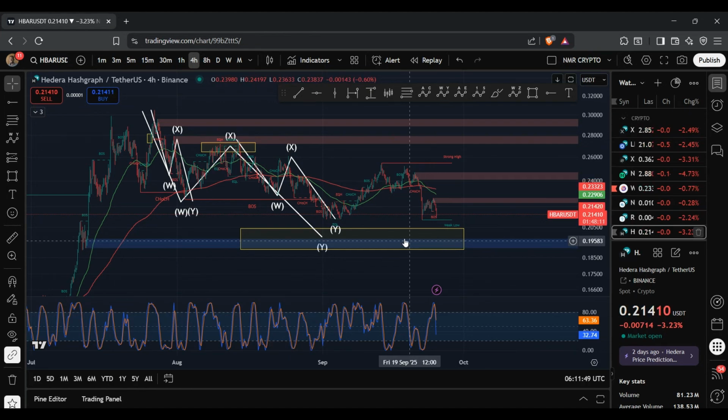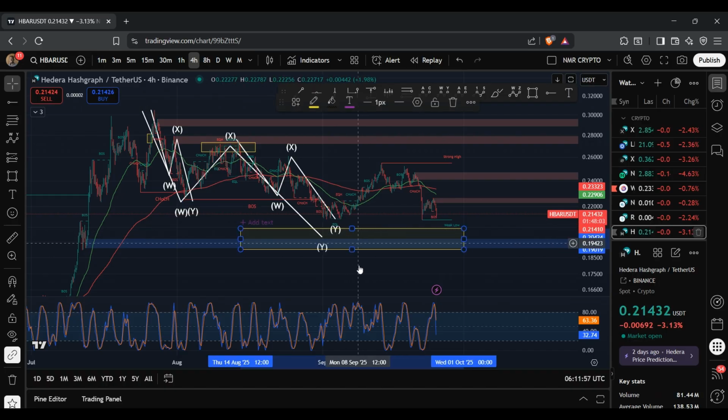So HBAR as of late has been on a downtrend, and as you guys know, I've been tracking a corrective move to the downside made up of a WXY structure, and I'm looking out for the price of HBAR to tap into this range between 19 cents to 20 cents.